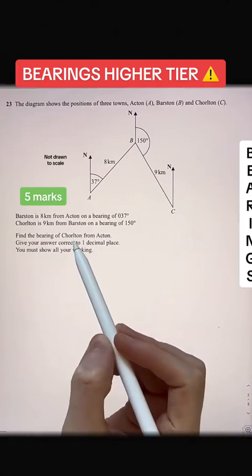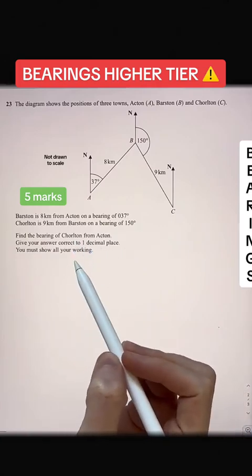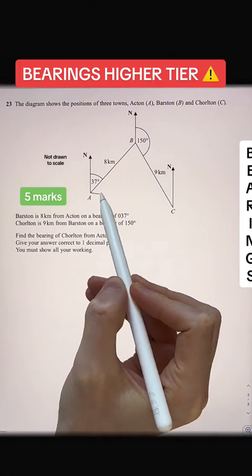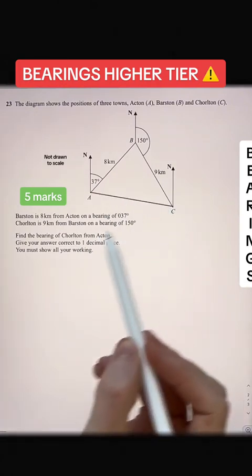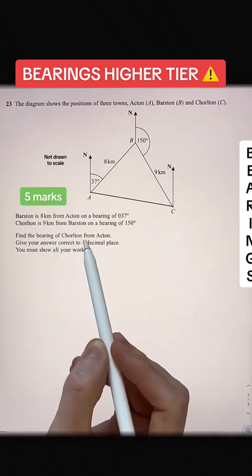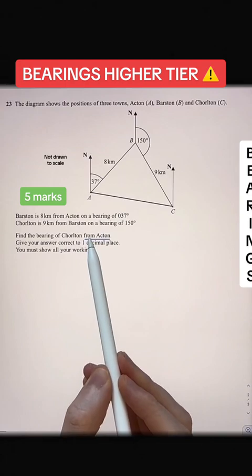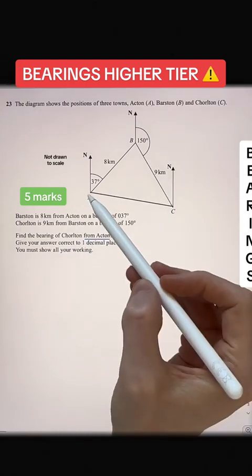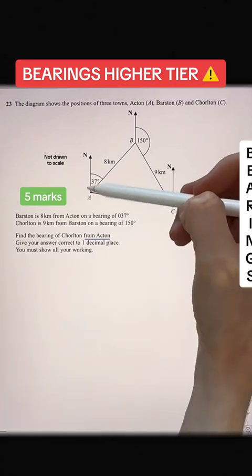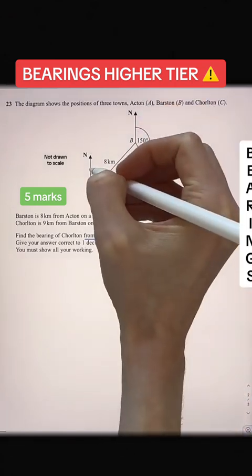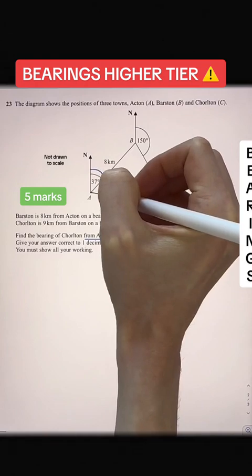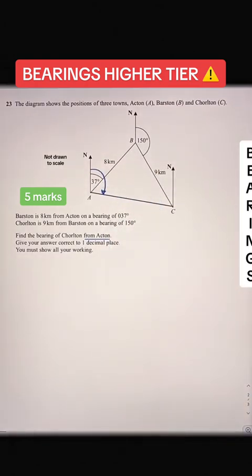I'm asked to find the bearing of Chorlton from Acton. Hence, my first step is to join the line connecting A to C. As I'm asked to find the bearing of Chorlton from Acton, with bearings, we always start from the word from. So from Acton, i.e. from A, we always go up north. We always measure clockwise until we reach the bearing, in this case of our line C, Chorlton.